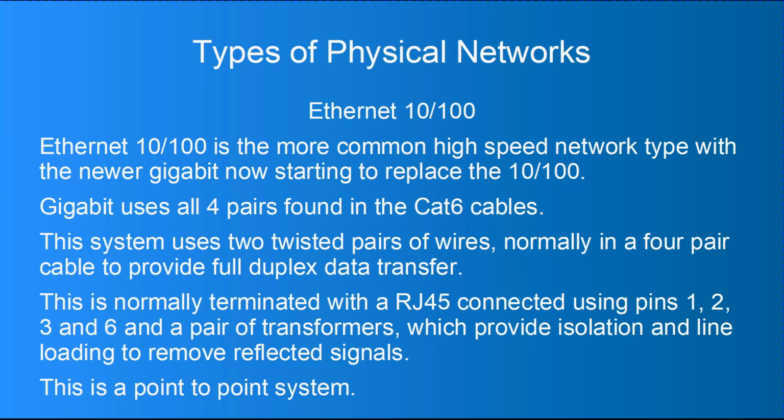RJ45 is actually, I think, more of a brand name than anything else, or a part number from a brand. The correct term is actually 8P8C connector, which means it's got 8 connectors with 8 wires, or 8 pins in it. With the gigabit coming through now, they actually use all 4 pairs. This is because they're actually splitting the signal up and they're sending it as 2 bits at a time, parallel. Now, it is a point-to-point system. It is not a multi-drop bus. You can only have 2 devices on the one cable.